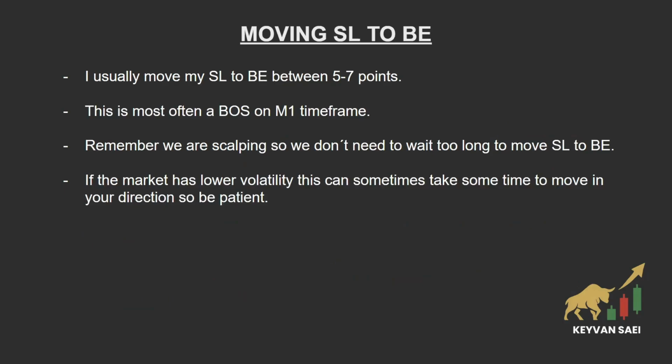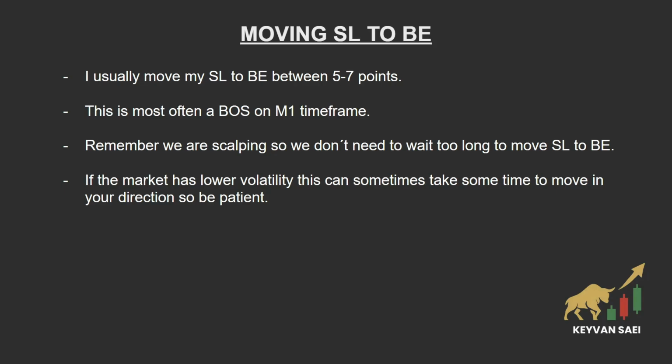Now, moving stop losses to break even. Let's say your trade goes in your direction. Usually for ES, I move my stop loss to break even between 5 to 7 points. This is usually also when I see a break of structure on the M1 time frame.